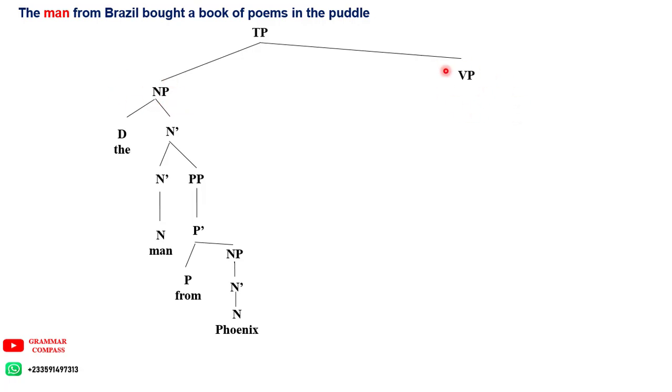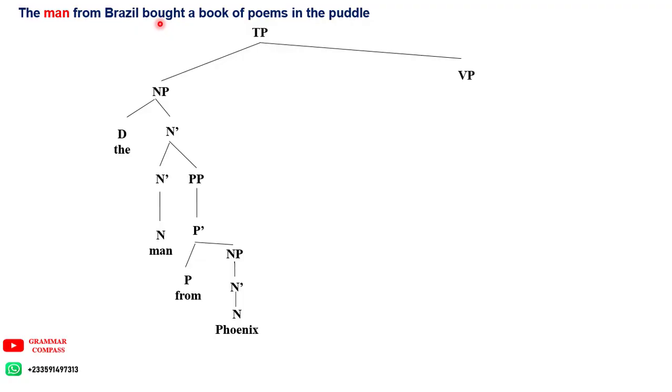Let us move on to the VP. Now the VP starts from bought a book of poems in the paddle. When you have multiple prepositional phrases, it creates ambiguity. First of all, you can interpret it this way: bought a book of poems. The whole of a book of poems is a noun phrase. Of poems is the complement of the noun. And where was it purchased? In the paddle. So take your time and identify all the phrases that go together.